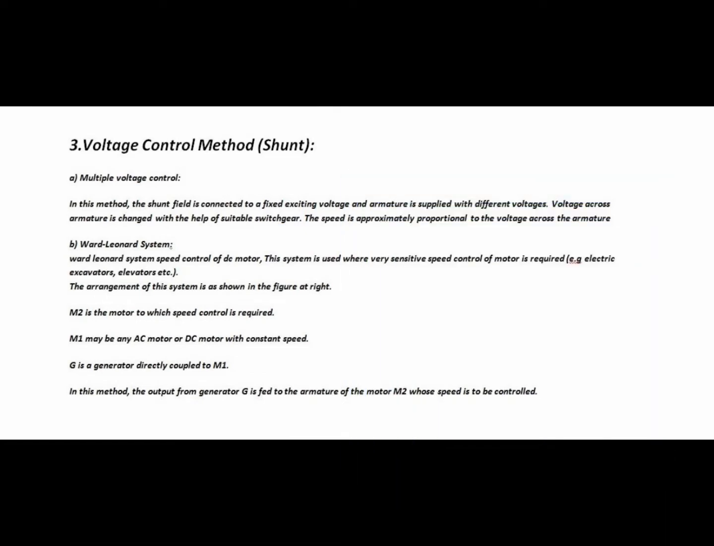Third, voltage control method, shunt. In this one we are going to have two parts of the method. A. Multiple voltage control. In this method, the shunt field is connected to a fixed existing voltage, and the armature is supplied with different voltages. Voltage across the armature is changed with the help of suitable switchgear. The speed is approximately proportional to the voltage across the armature.